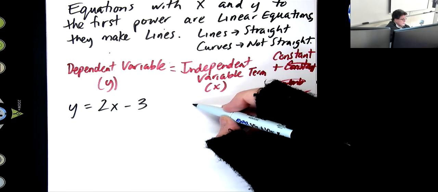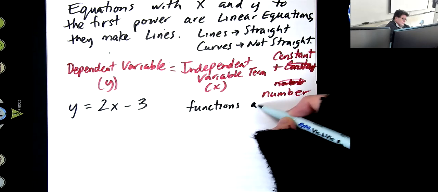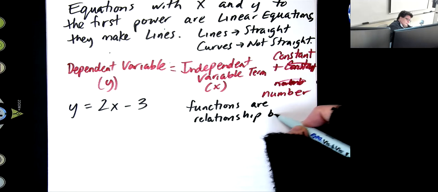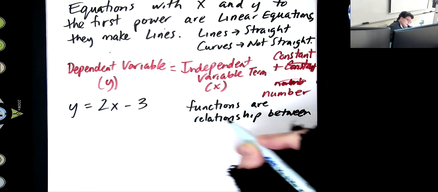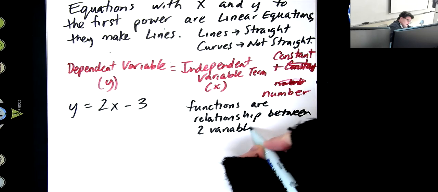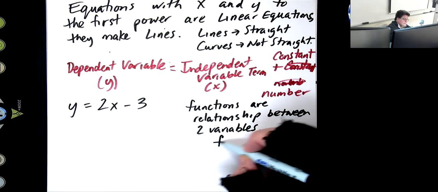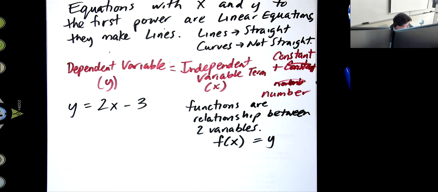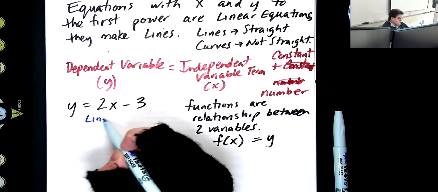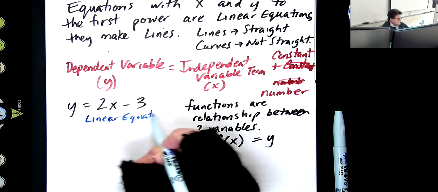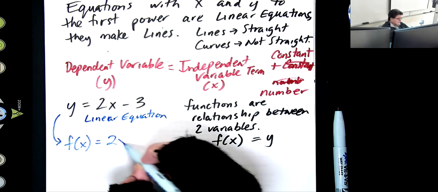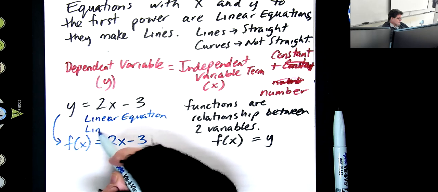Linear equations make things called functions. Functions are relationships between a dependent and independent variable, between two variables. We usually write them as f of x, and they equal the y term. So this right here is a linear equation. If I replace the y with an f of x, this is a linear function.